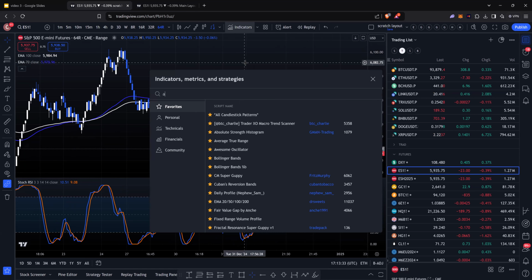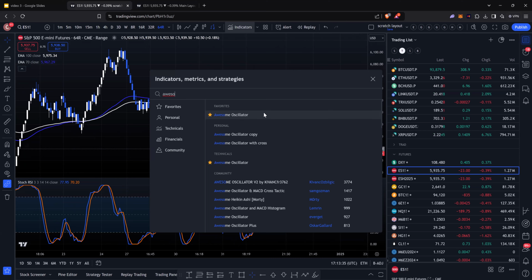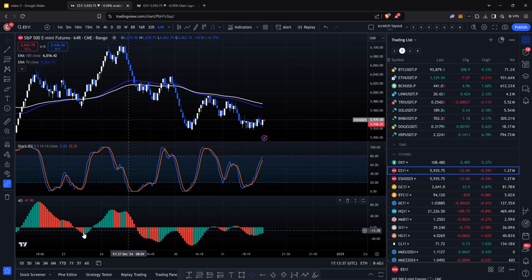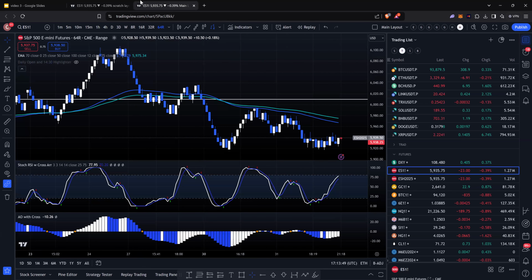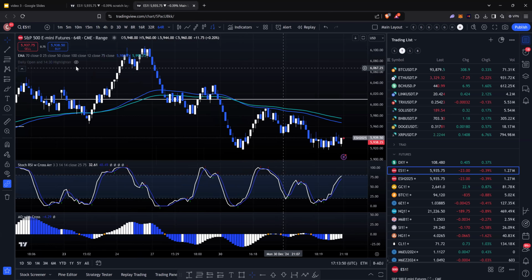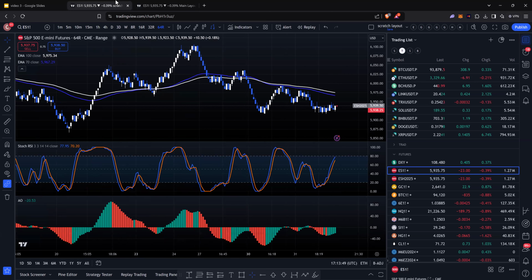And then the last is the awesome oscillator, which again, I have the custom settings, but it'll be pretty much the same, just the default out of the box. Both of these indicators, I just use the out of the box default settings. So by now we should be looking pretty similar. This is my setup, and then this is the one that I just showed you how to make.